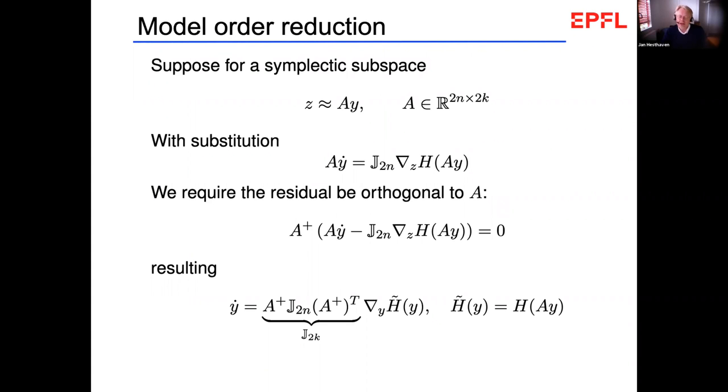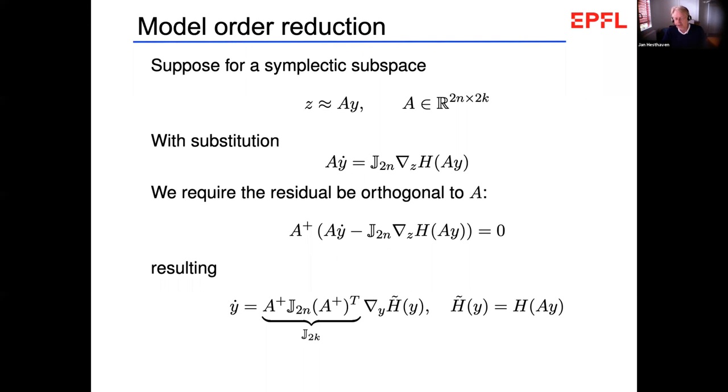Well, let's get back to the problem we're trying to solve. We say we can express our solution as a linear combination, A times Y, and put it into our Hamiltonian problem. We do a Galerkin projection, and you see at the bottom that what you're left with on the right-hand side is the pseudo-inverse of A times J times the pseudo-inverse transpose. Now, if A is symplectic, then that is exactly J. And we are back: you recover, at the reduced level, a reduced model which has the right structure.